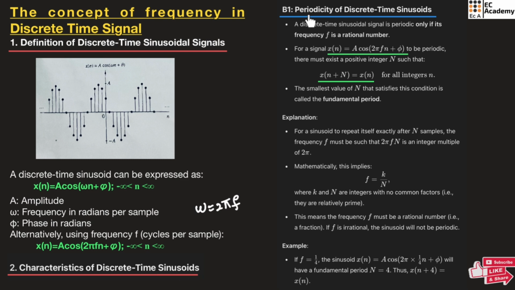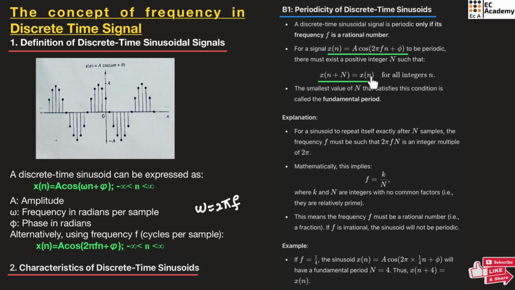The first property is periodicity of discrete time sinusoids. A discrete time signal is periodic only if its frequency is a rational number. So this you need to remember. A discrete time signal is periodic only when the frequency f is a rational number. For a signal x of n is equal to A cos(2 pi f n plus phi) to be periodic, there must exist a positive integer N such that x of n plus N should be equal to x of n. So this you need to remember.